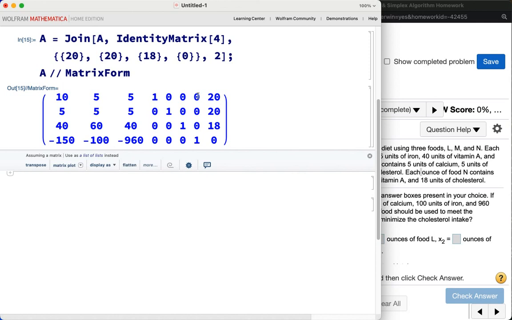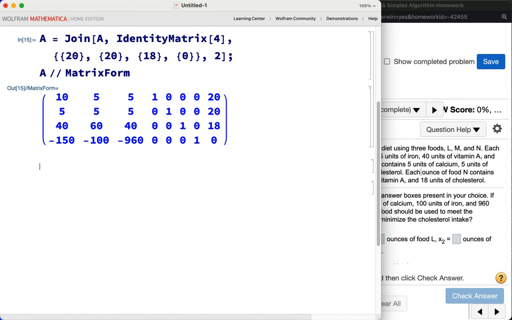So let's see, 20 divided by 5 is 4. 18 divided by 40 is obviously going to be less than 1. It's actually going to be less than a half. So this is where we're going to have to pivot, right? Because I know that 18 divided by 40 is even smaller than 1, which is smaller than 4. Which means I have to pivot right here on the 40, okay?